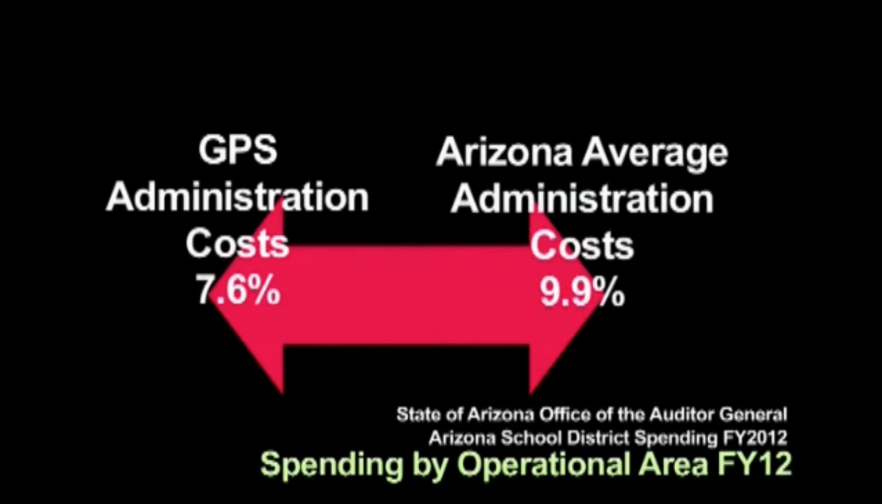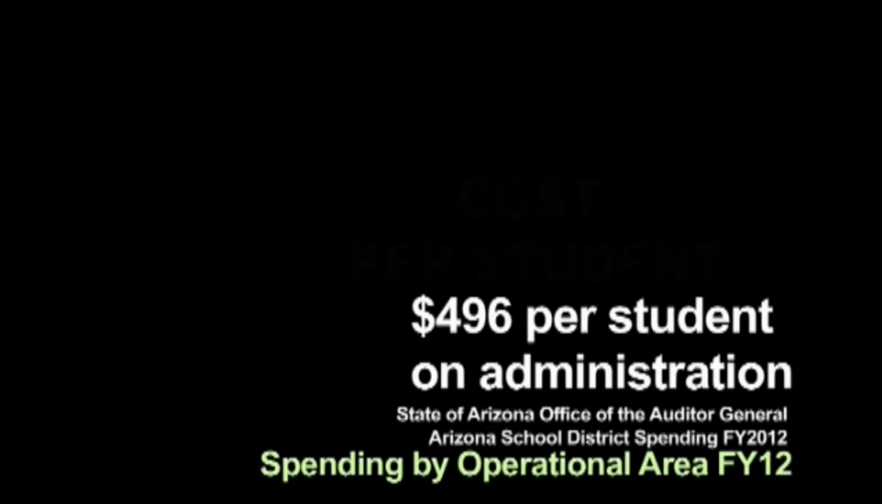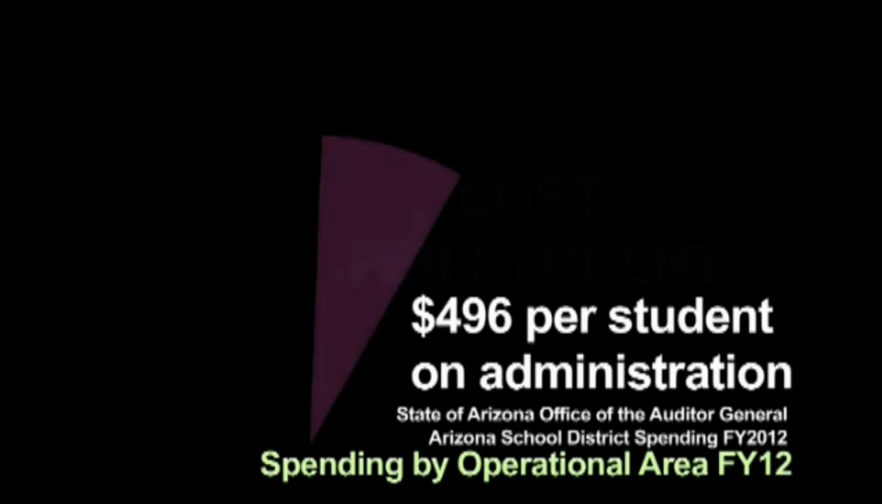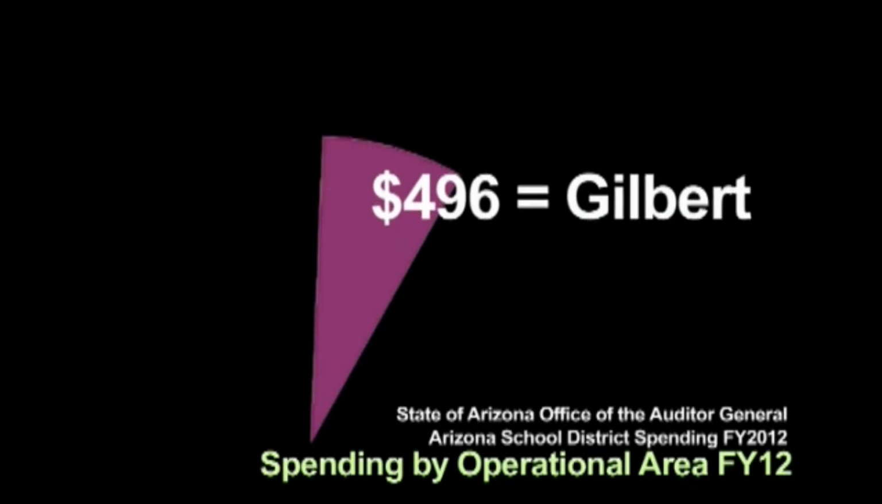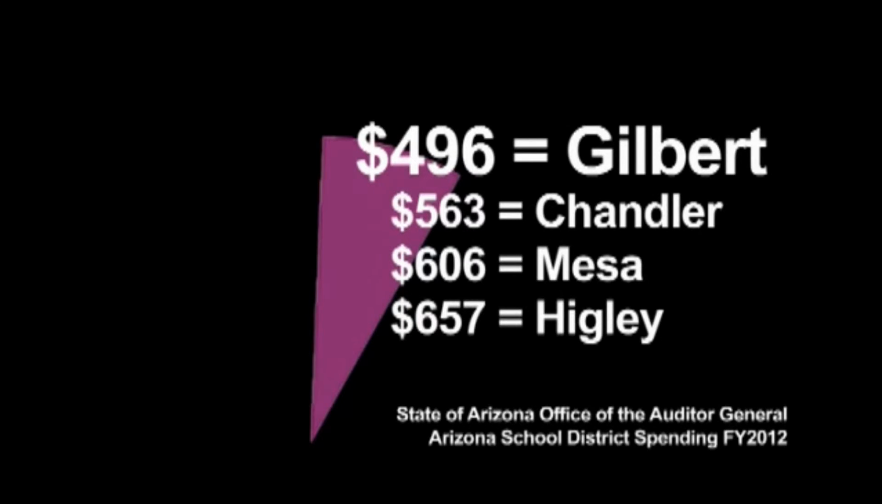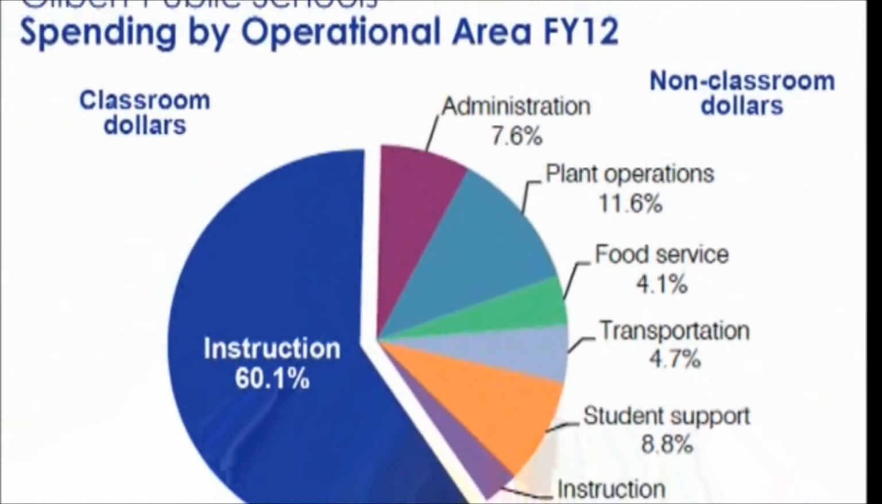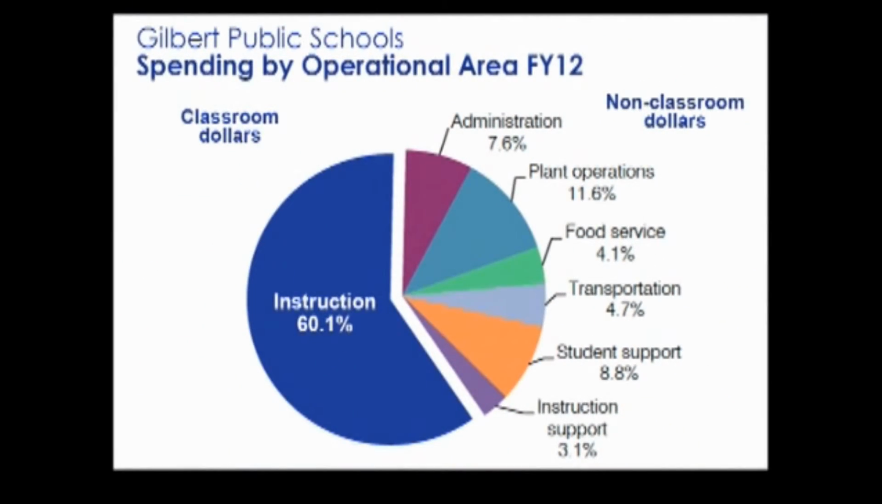And we actually have Gilbert, for this fiscal year ending June 30th, 2012, we spent $496 per student on administration. If you want to compare it to our neighboring school districts, Chandler spent $563 per student. Mesa spent $606 per student. Higley $657 per student. And Scottsdale $679 per student. So at $496, you can see we are very, very low in comparison.